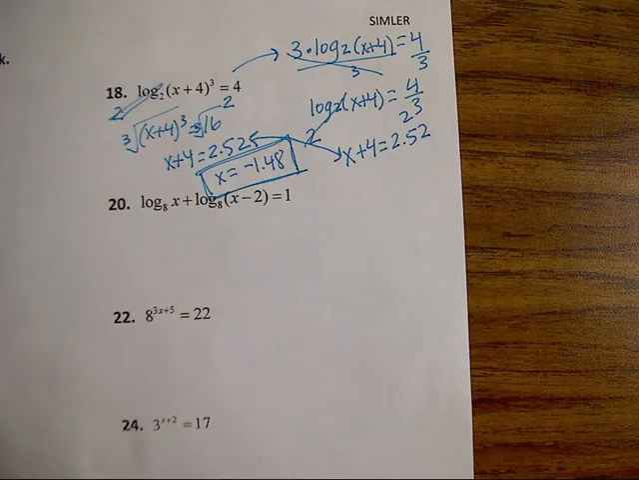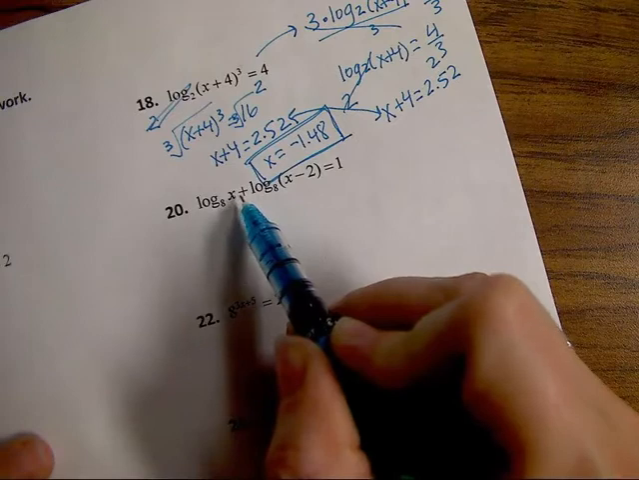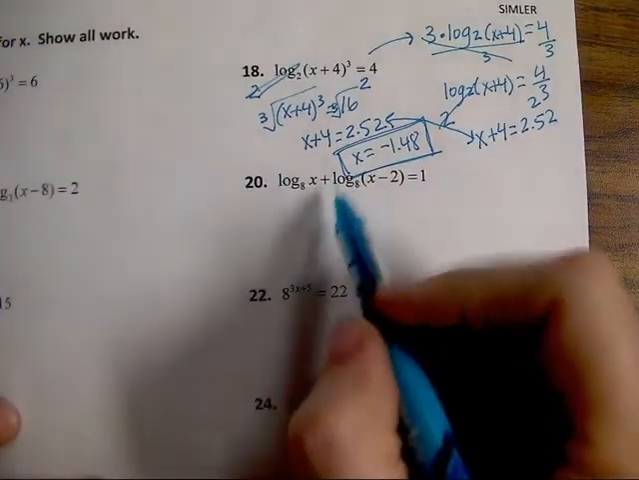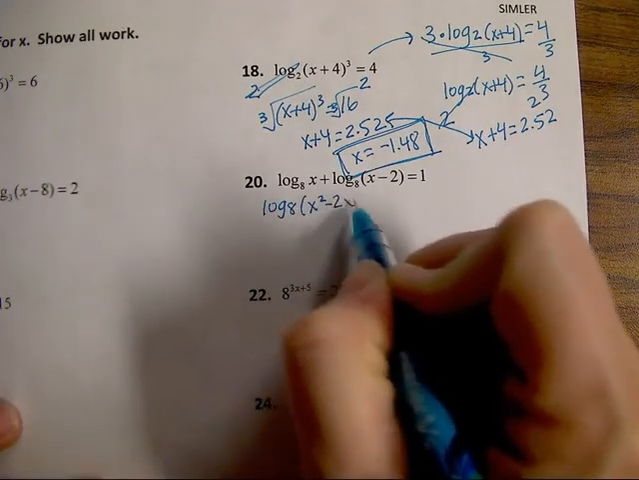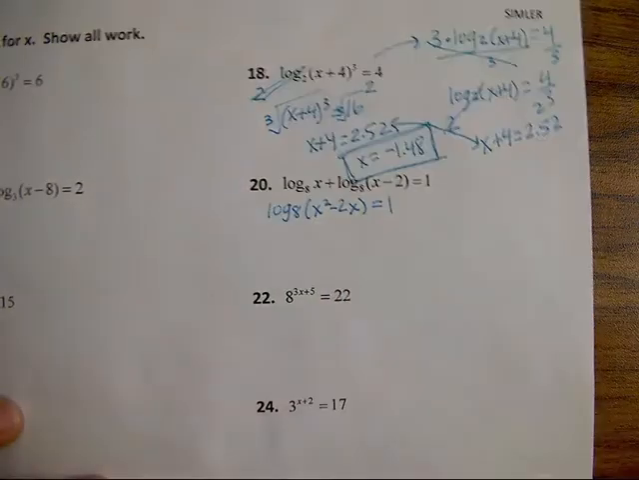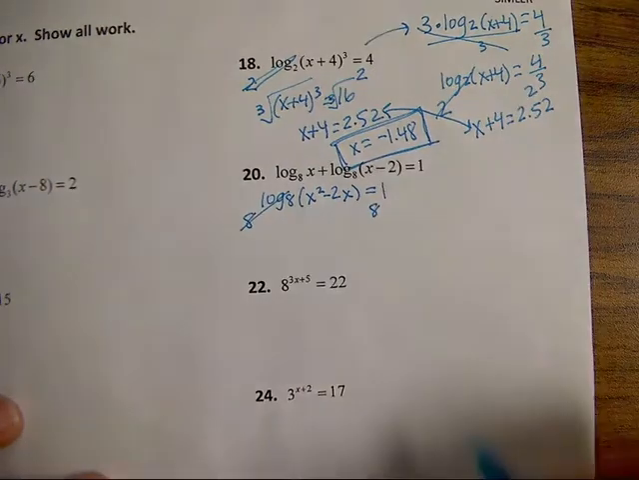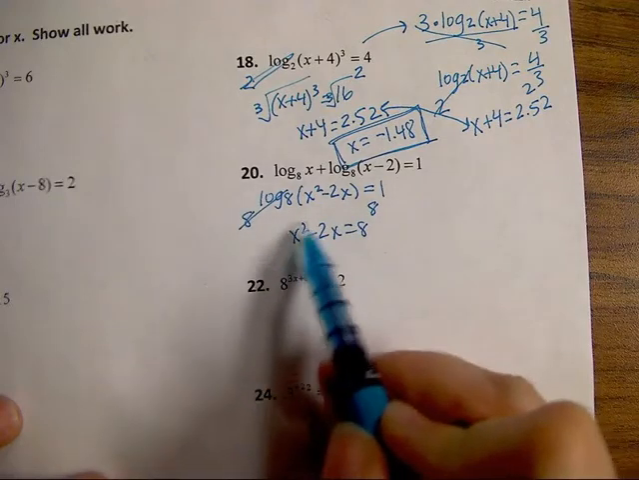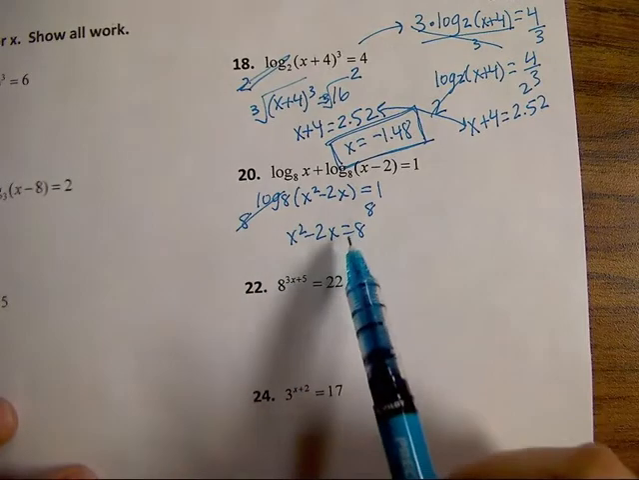All right, number 20 is one of my favorites because we get a factor. I know that because I'm multiplying, plus sign in between 2 logs, right? We're going to multiply, so we're going to have log base 8 of x squared minus 2x equals 1. Bring in my base of 8 to both sides, so that cancels. Now I have x squared minus 2x equals 8, and because of that x squared, the only way to solve a quadratic, well, right now at least, we're going to factor.